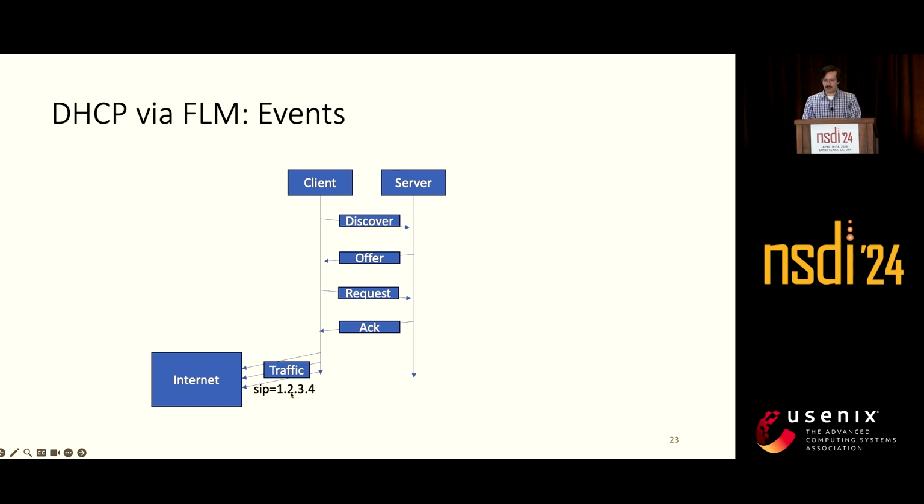Say, for example, that an operator was worried about clients misusing this protocol or bugs in the protocol. A misuse would look like a client asking for an IP and getting it acknowledged, but then using a different IP when it communicates over the internet.